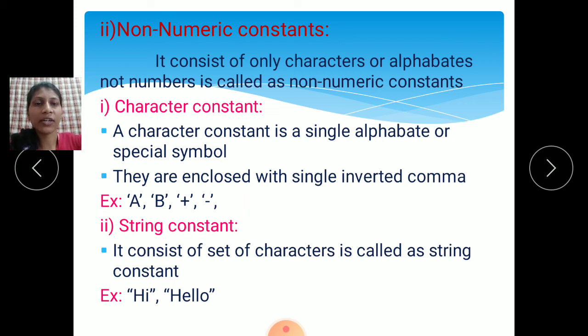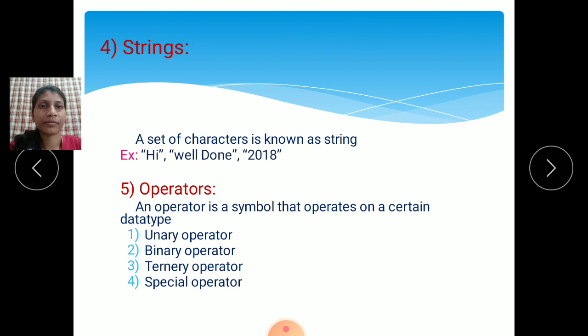The format to write the string constant is always in double quotes. A character constant, any single alphabet, is written in single inverted comma, and if you want to write a string constant, any word, the format is double quotation. For example, "hi" and "hello". These are the examples of the string constant. We will discuss strings in the next video.